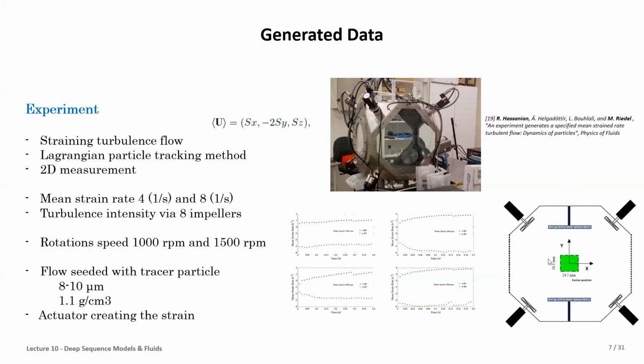To take a measurement with the Lagrangian framework, we applied the Lagrangian particle tracking method, and the flow was seeded with tracer particles with 8 to 10 micrometer size and a specific gravity of 1.1 gram per cubic centimeter. So this is the description of the experiment that was done to create the data set.